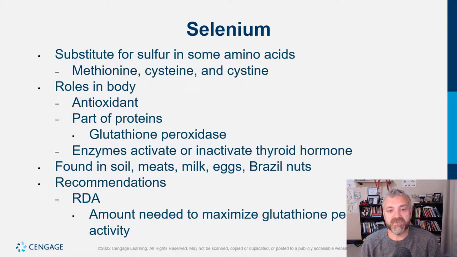The enzymes also activate or inactivate thyroid hormones, so selenium intake is linked to thyroid function. Where it's found: in the soil, I mentioned that earlier, right? The selenium in the soil is the only way that we get it into our plants or the animals that ate those plants. So it's found in soil, meats, milk, eggs, and Brazil nuts. Not just soil, you can get a lot of selenium from fish, from leaching of the rocks in the oceans, and there's soil there too. So soil, meats, milk, eggs, and Brazil nuts.